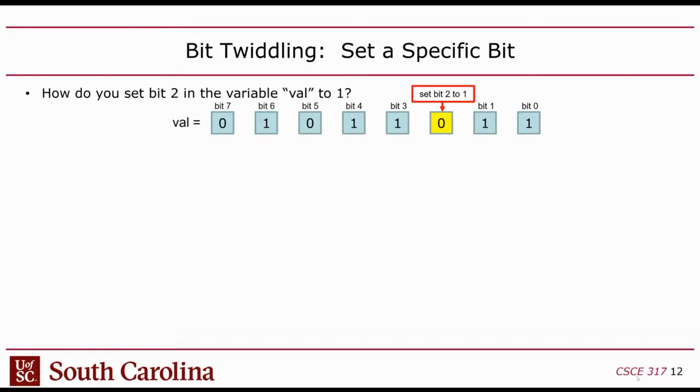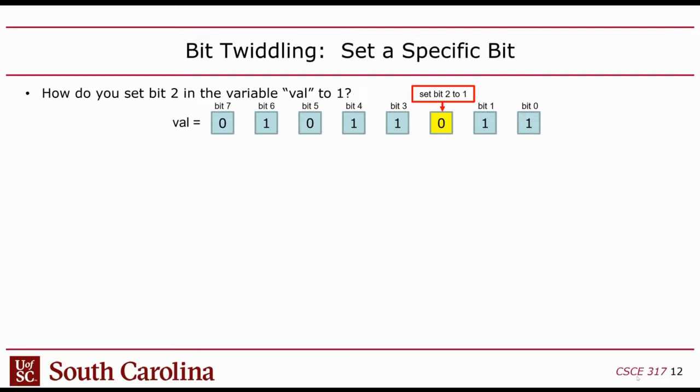So for example, if you have a variable called val, and you want to set a specific bit to a specific value. In this case, I want to set bit 2 to 1. Again, the bits are numbered right to left from 0. So bit 2 is the third bit from the right. If I want to set it to 1, I'm assuming at this point it's currently set to 0. Now, if it's already set to 1 and I do what I'm about to do, that's fine. It won't make any difference because I'll essentially be ORing 1 with 1, which won't change the value. So it doesn't matter what current value that bit has.